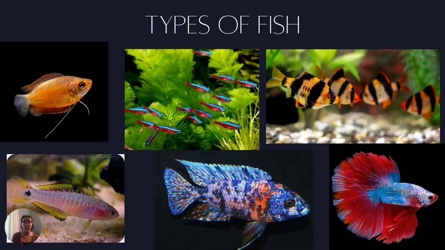Another thing you should consider is what type of fish you plan on getting. Fish can be put into various categories. They can be aggressive, semi-aggressive, or peaceful. They can be bottom, middle, or top dwellers. This describes what portion of the tank they swim in.